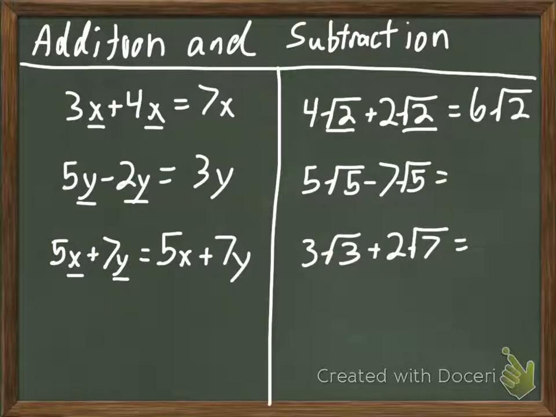5 square root 5 minus 7 square root 5. Square root 5, square root 5. That works. 5 minus 7 is negative 2, so negative 2 square root of 5. Then we have 3 square root 3 plus 2 square root 7. Square root of 3 and the square root of 7: not the same. So we cannot add them together. Simplified, it's just 3 square root 3 plus 2 square root 7.